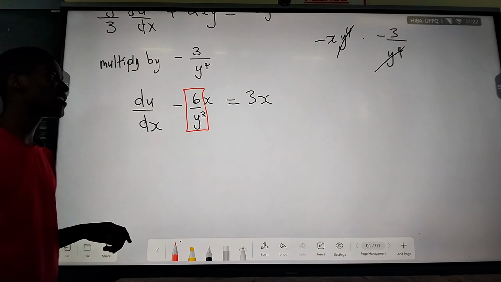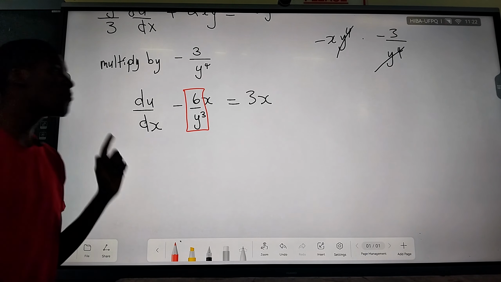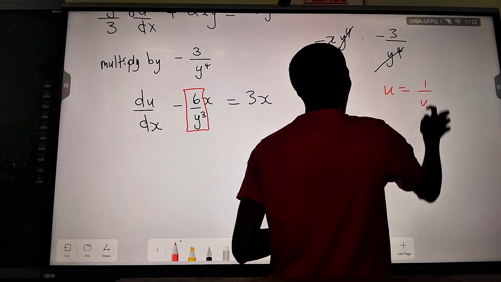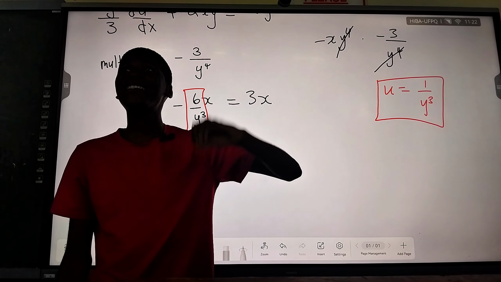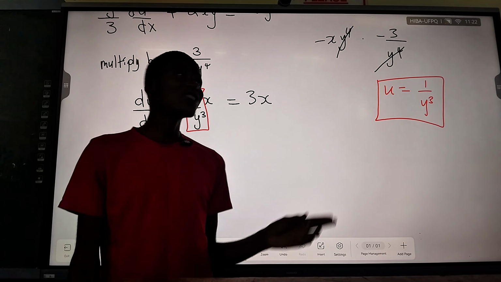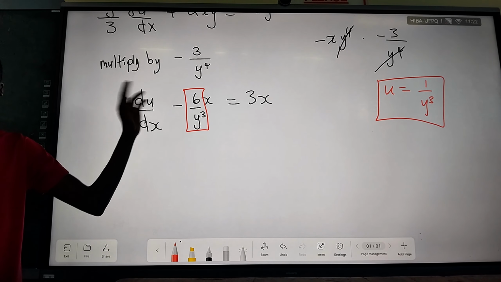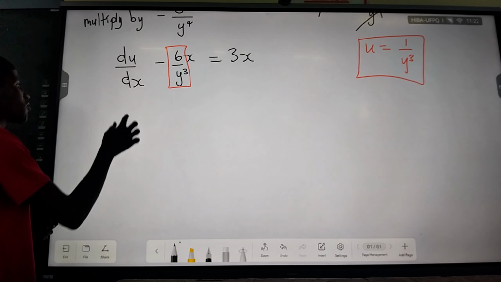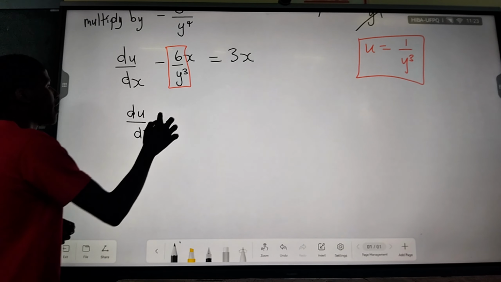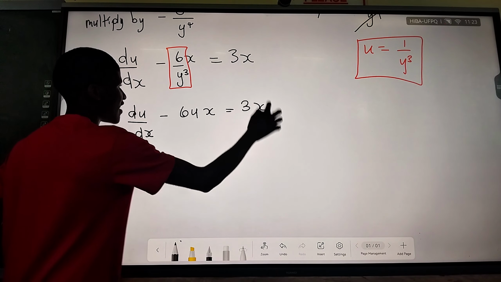So here we have 6 over y cubed, which is 6 times 1 over y cubed. That means 6 over y cubed is the same thing as 6u. Remember, u is equal to 1 over y cubed, which is the first thing that we did, to find u. So in other words, this is actually negative 6u. So we transform it to be completely in terms of u. So this is du dx minus 6u equals 3x.